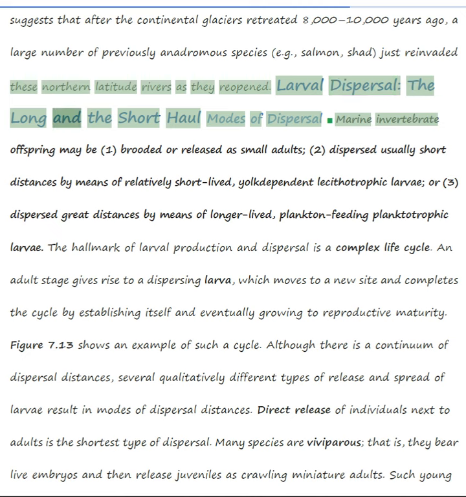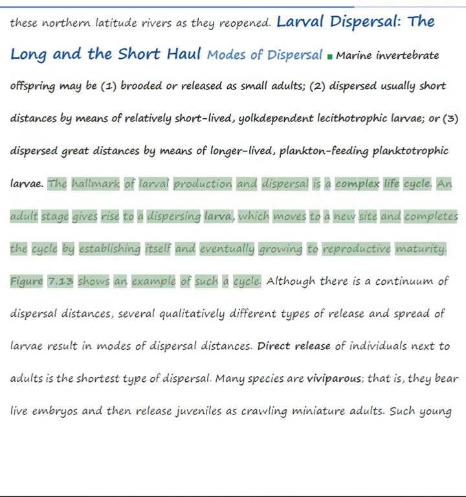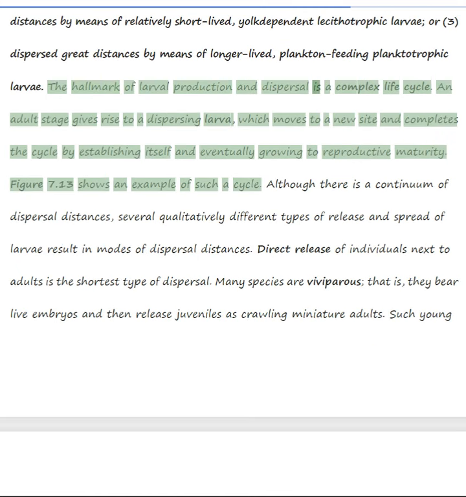Larval dispersal: the long and the short haul modes of dispersal in marine invertebrates. Offspring may be brooded or released as small adults, dispersed usually short distances by means of relatively short-lived, yolk-dependent lecithotrophic larvae, or dispersed great distances by means of longer-lived, plankton-feeding planktotrophic larvae. The hallmark of larval production and dispersal is a complex life cycle. An adult stage gives rise to a dispersing larva, which moves to a new site and completes the cycle by establishing itself and eventually growing to reproductive maturity. Figure 7.13 shows an example of such a cycle.